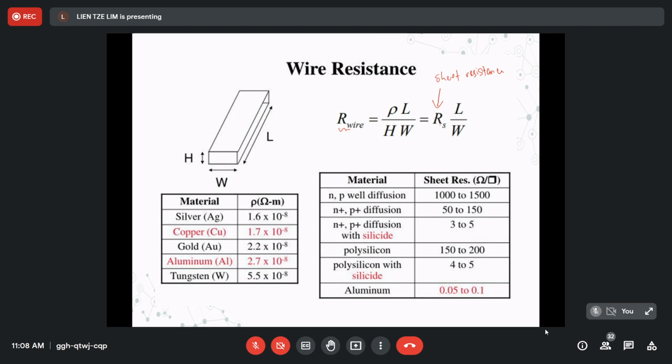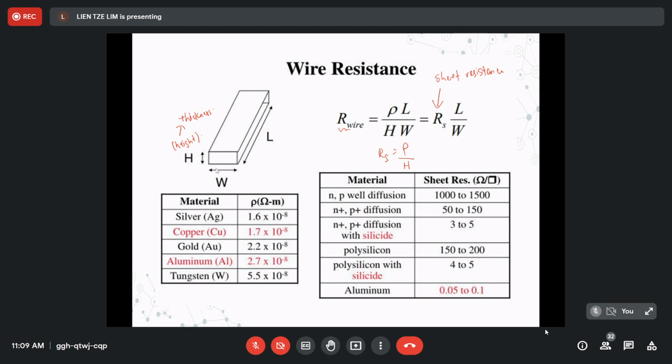The sheet resistance here, as you see, can be defined as the resistivity divided by the height of the metal layer. Sometimes the height we can also call the thickness. You must be careful of the term here. If you are confused, you need to clarify. The height here also means the thickness of the layer.